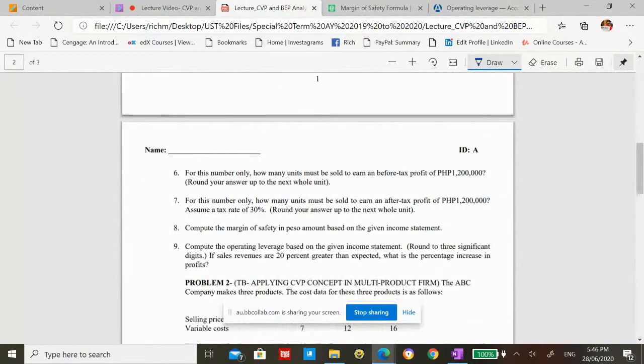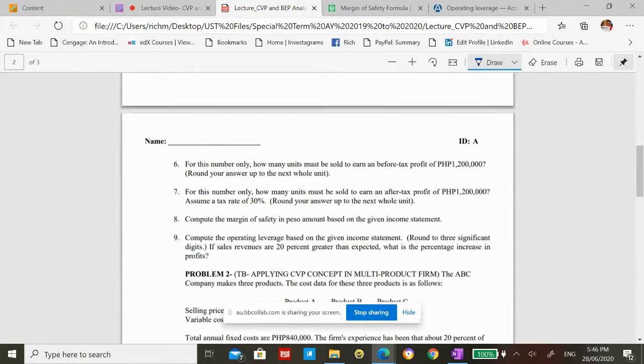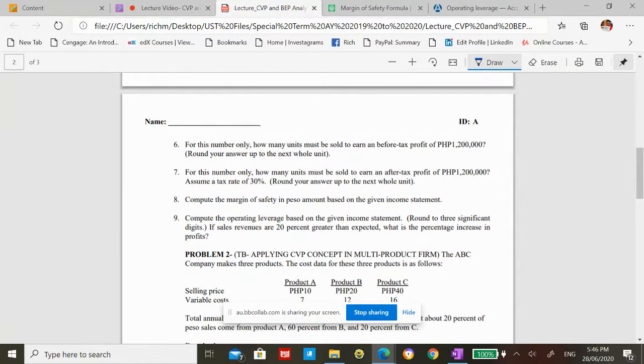So, number 6. For this number only, how many units must be sold to earn a before-tax profit of 1,200,000? It says, round your answer up to the next full unit. So, this time, we have a target profit of 1,200,000. Take note, this is before tax.